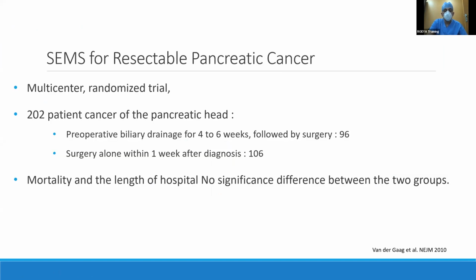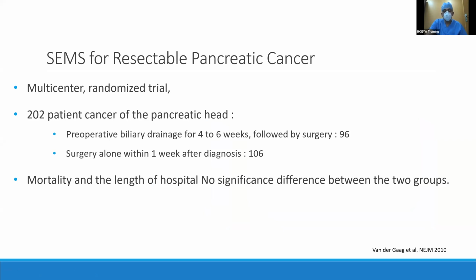But they changed this. They showed that there is no difference in this randomized study between putting a stent or not putting a stent. However, this study opened a lot of questions. Is it easy for us in Egypt, especially in the Middle East, to have a surgeon ready to resect the patient as soon as possible, early, like in the Netherlands?